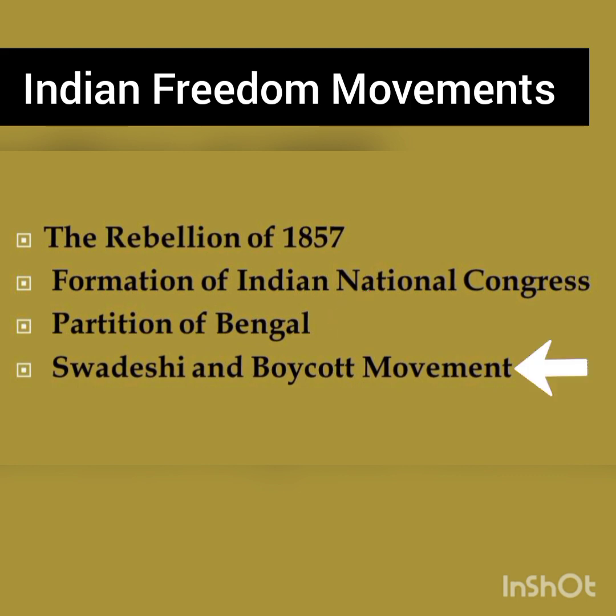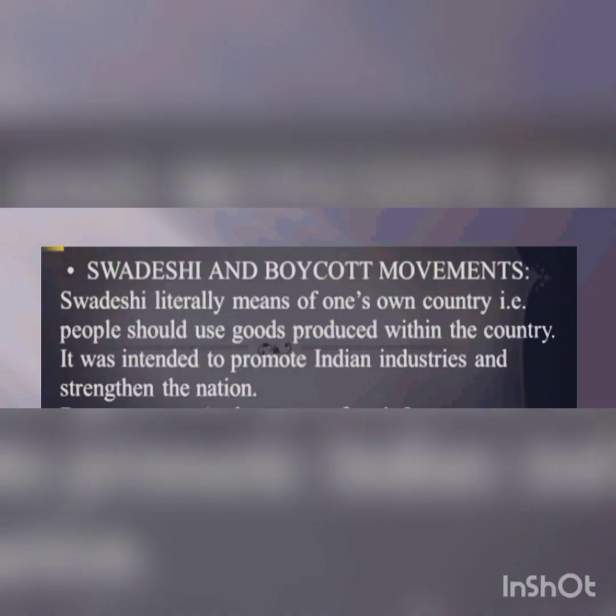Then students, a very popular Swadeshi and boycott movement. Students, Swadeshi literally means of one's own country. People should use goods produced within the country. It was started to promote Indian industries and strengthen the nation's movement.